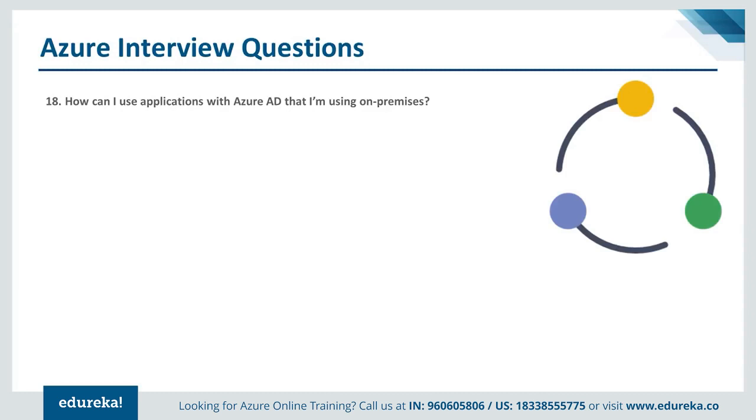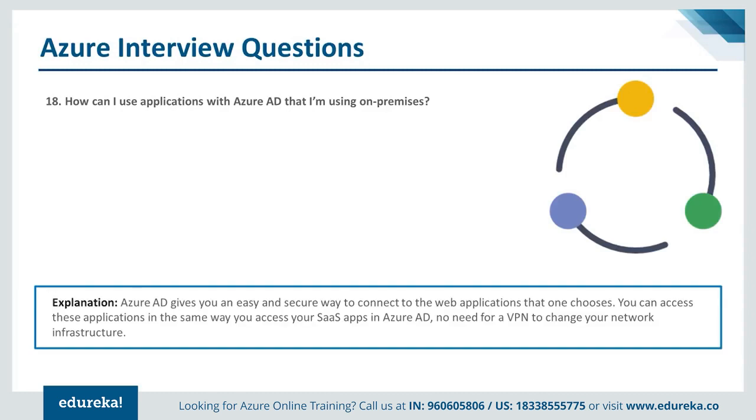Of course, you can do that. Azure AD gives you an easy and secure way to connect to the web app that you choose. You can access these applications the way you access your SaaS-based applications in Azure AD. So you don't need to have a VPN installed. You can just install a component, and then you are ready to go. You can use the applications which are on-prem. A few examples: you can use your SharePoint, or your web apps for which the servers are installed on your premises, and you would like to use Azure AD for authentication. So you can do that for sure.